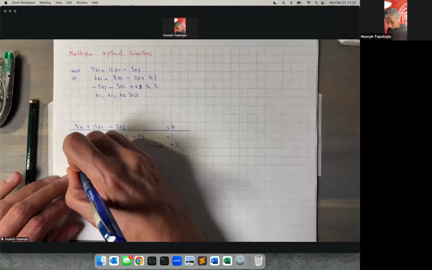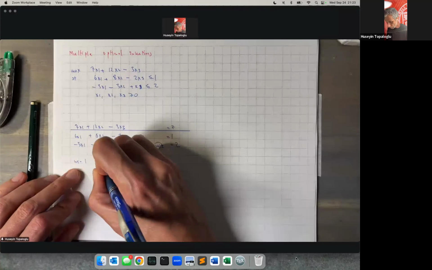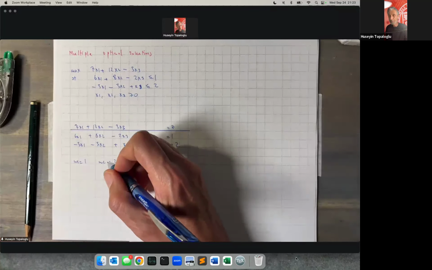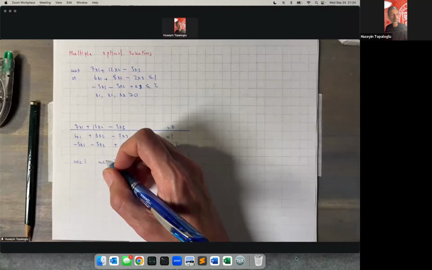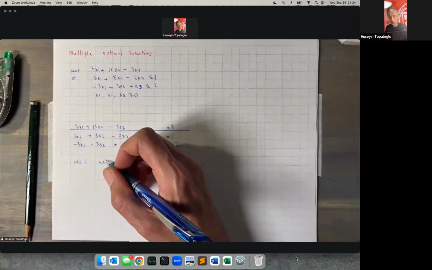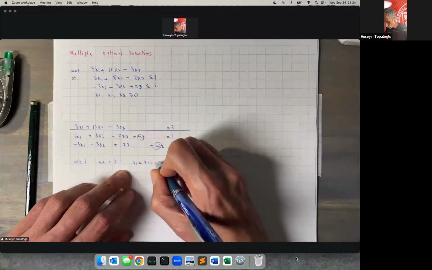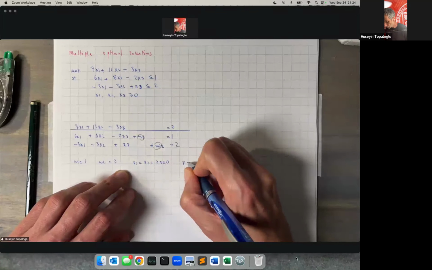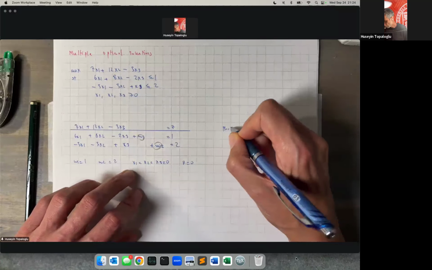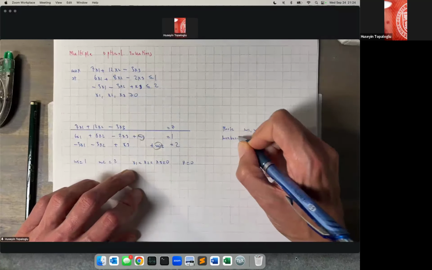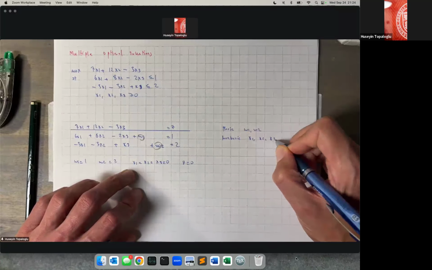So the solution we read is W1 equals 1, W2 equals 2. Good. X1, X2, and X3 are 0. Z is equal to 0. Basic variables are W1 and W2. Non-basic variables are X1, X2, X3.